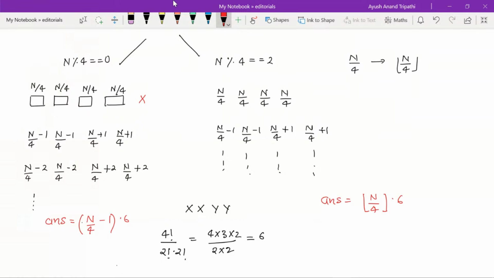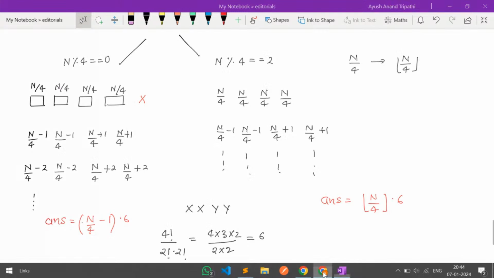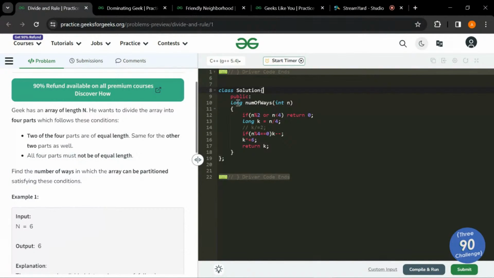Right? So this is the complete solution for this problem. Let me show you the implementation. In this function, first I'm checking if n mod 2, if n is odd or n is less than 4, then we'll simply return 0, because no partition is possible. Otherwise, we'll divide n by 4, so k is equal to n by 4, and if n is divisible by 4, then we'll do k minus minus, multiply it with 6, and then simply return this k.